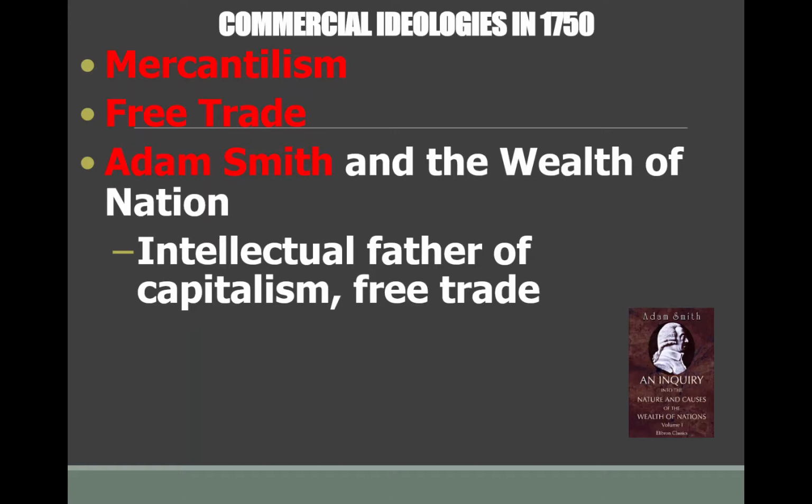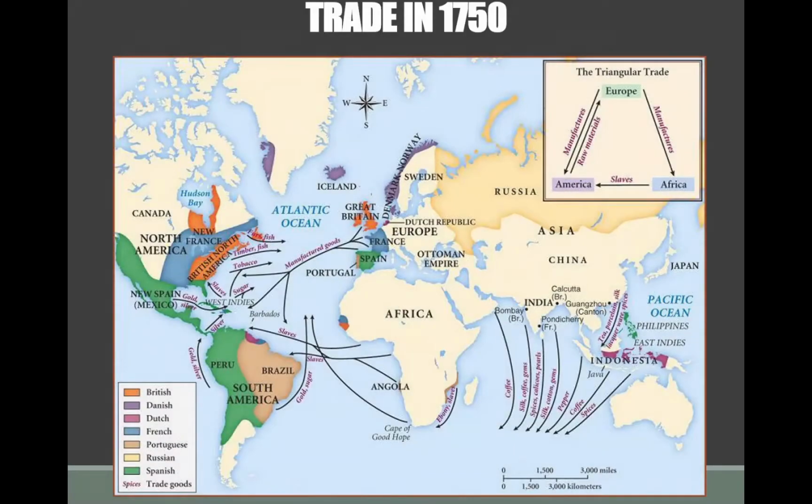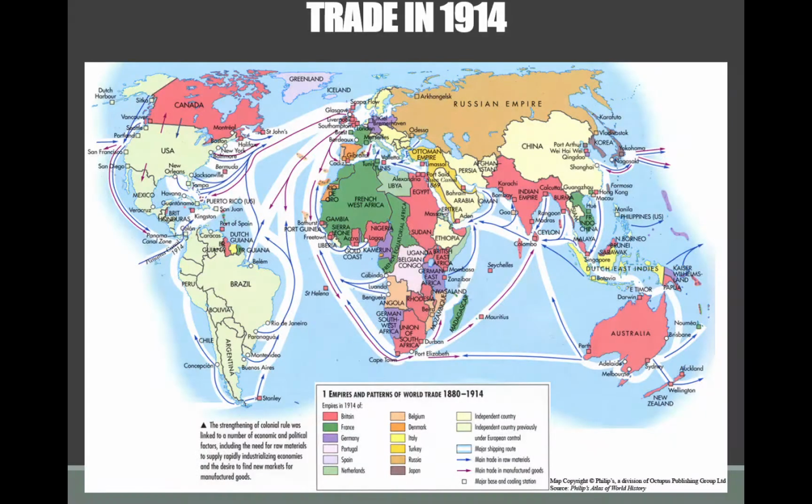You should know Adam Smith. He's the one that wrote The Wealth of Nations. He's considered the father of capitalism, the idea that the government should not be involved in the economy. This right here shows a map of trade in the 1750s. And if we look right here, trade has gone completely global by 1914, by the end of this unit. It is globally connected now.